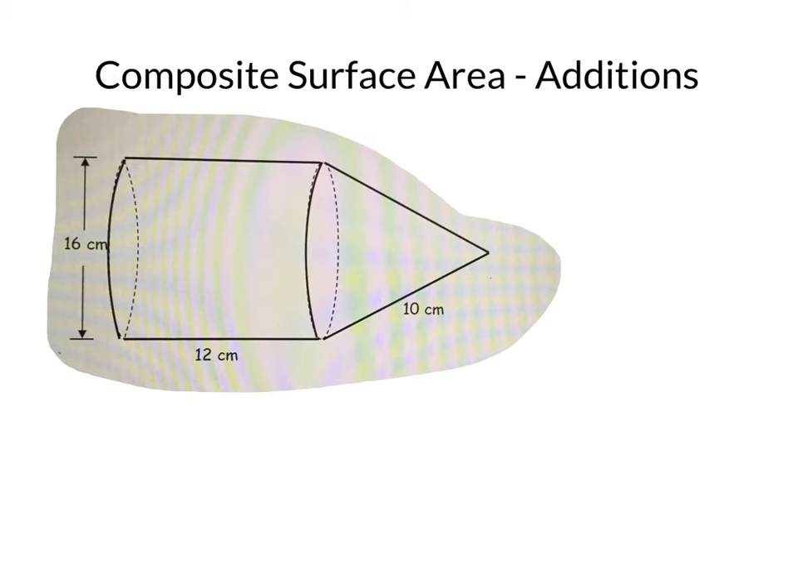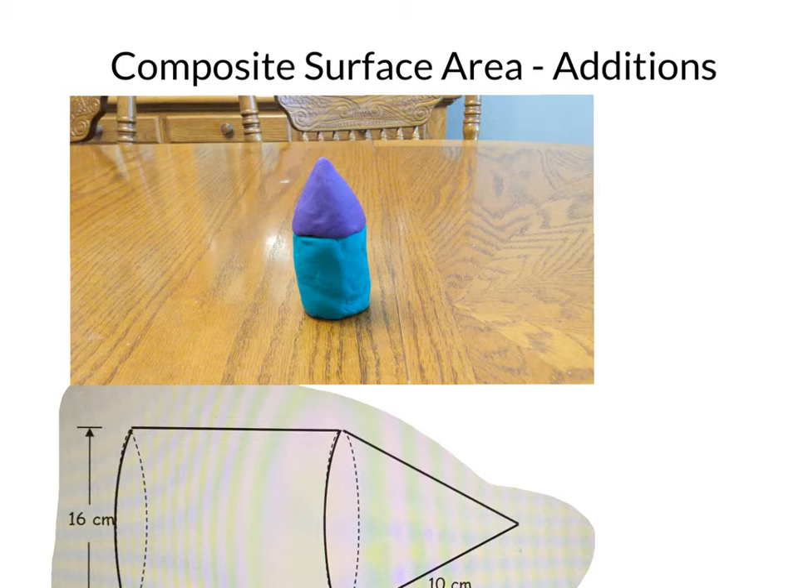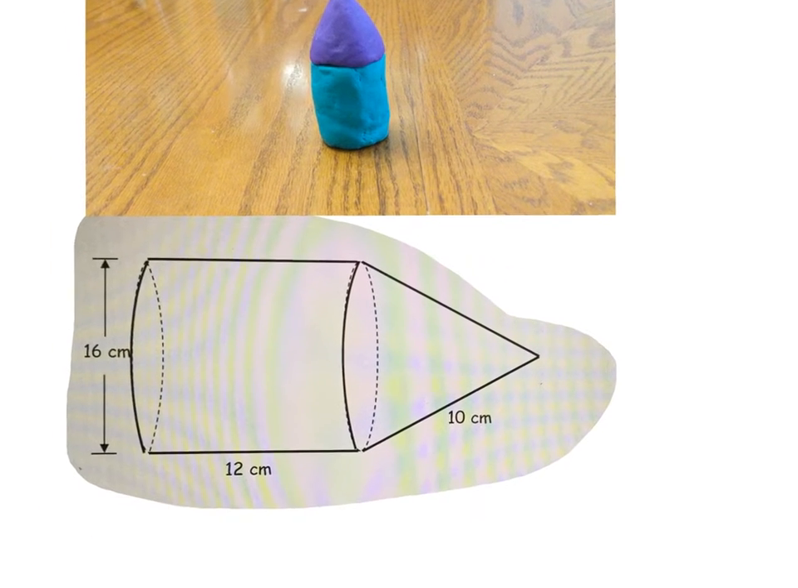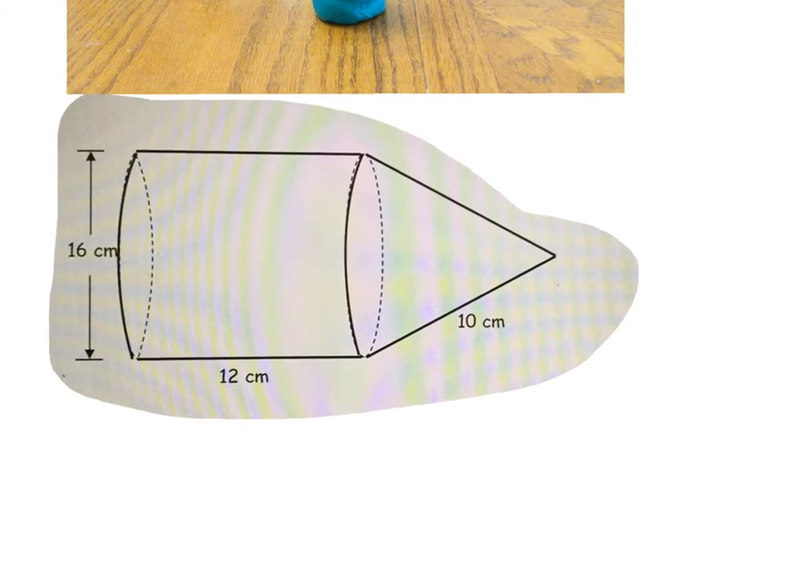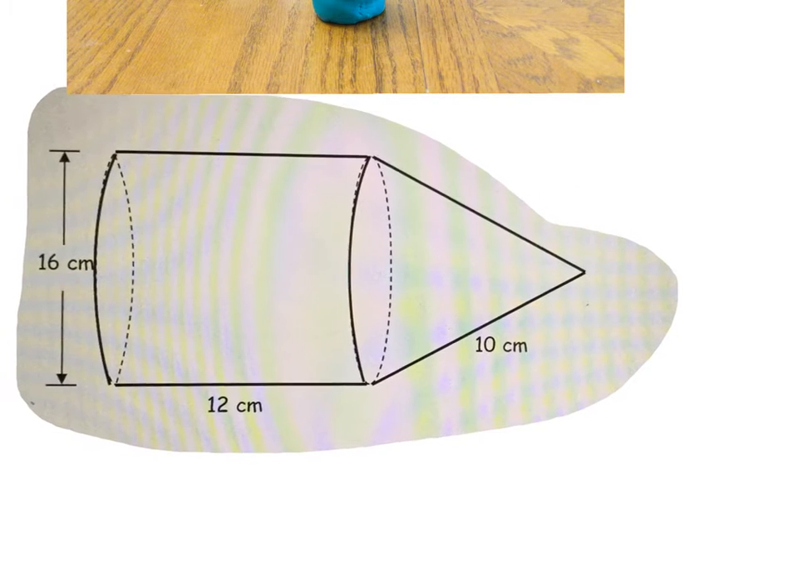Okay, here's the first example on your notes. What we have is a cylinder here and a cone. So here, watch this quick video that I made using Play-Doh so we can explain what's going on here. Okay, so hopefully you watched that little snippet that I made out of Play-Doh so that we can talk about this.